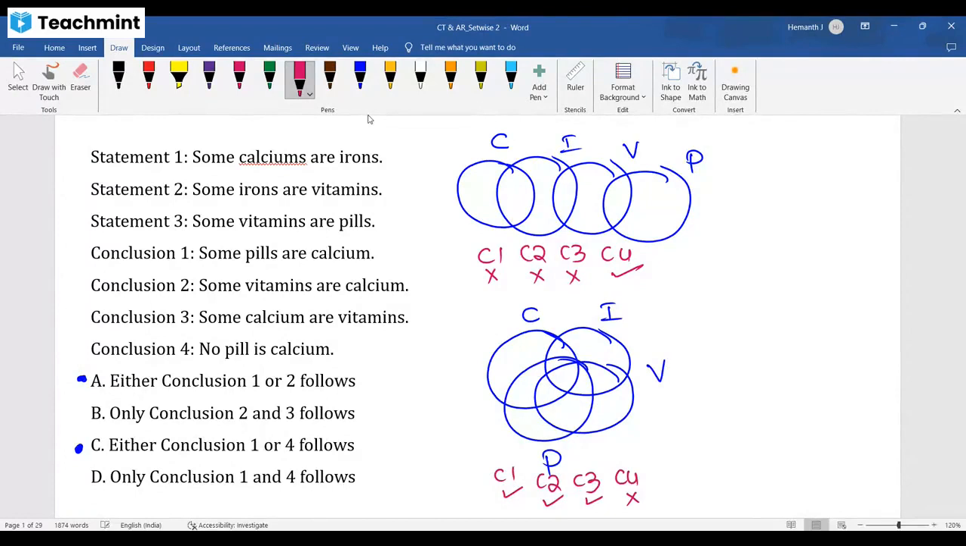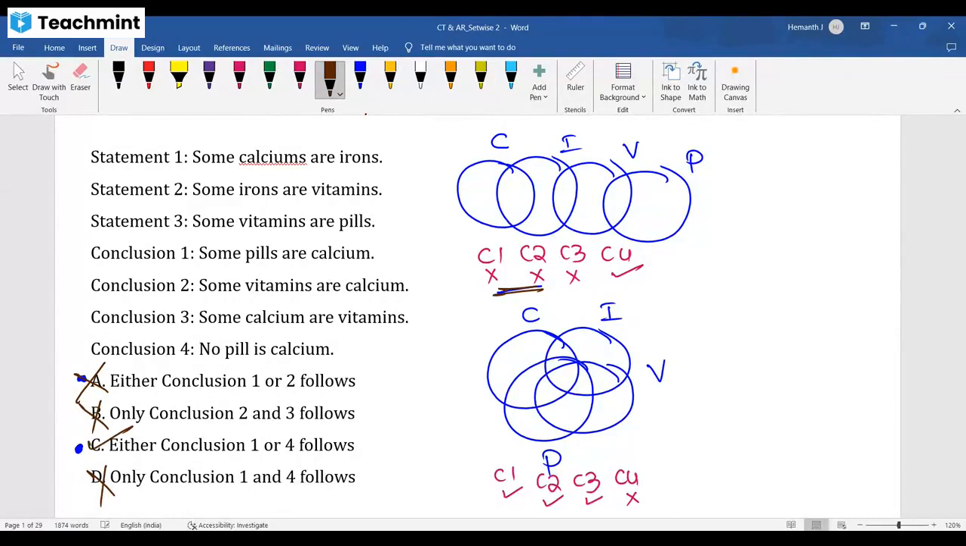Now listen, they said either 1 or 4, either 1 or 2. My dear friend, either or means if both fail at a time, it's not either or. What is either A or B? If both fail at a time, it's not either or. So directly this can be eliminated. Either 1 or 2 is wrong. Then, sir, what about 1 and 4? Only 1 and 4 means 1 should be true in all cases, no. Only 2 and 3 means 2 should be true in all cases, no.